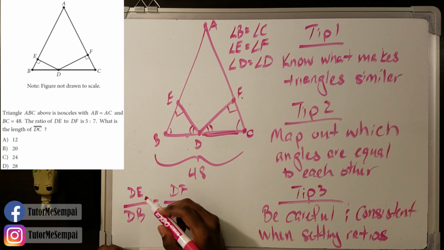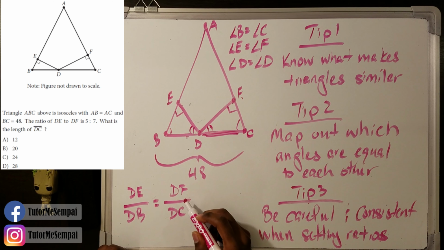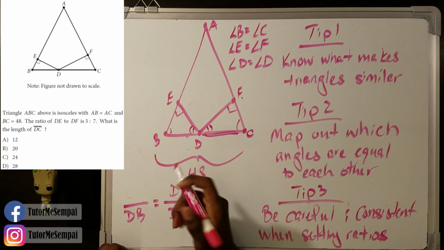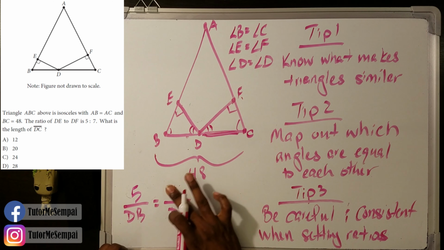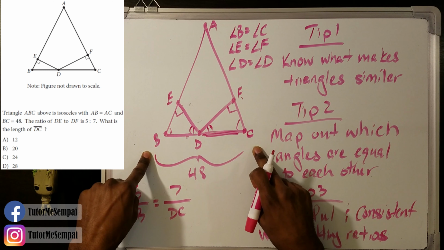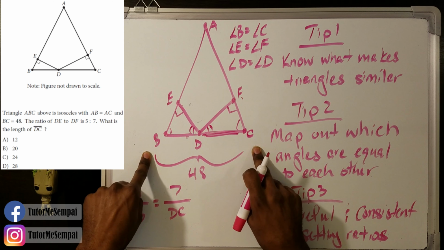And we know that DE and DF are in proportion to each other by 5 to 7. So we can actually change that DE to 5 and we can change this DF to 7. But what are our denominators? Well, we don't know what either one of these numbers are, right? But we do know that the total BC is going to be 48.